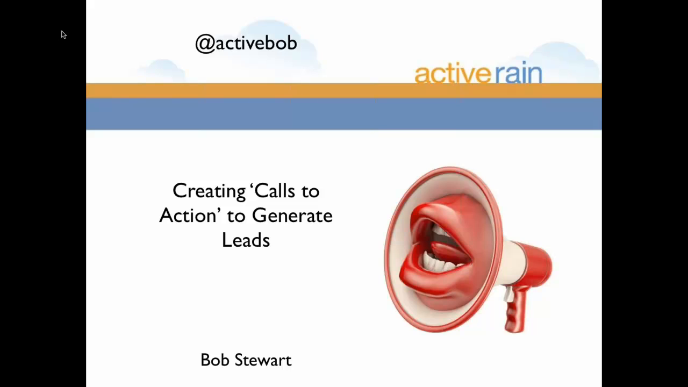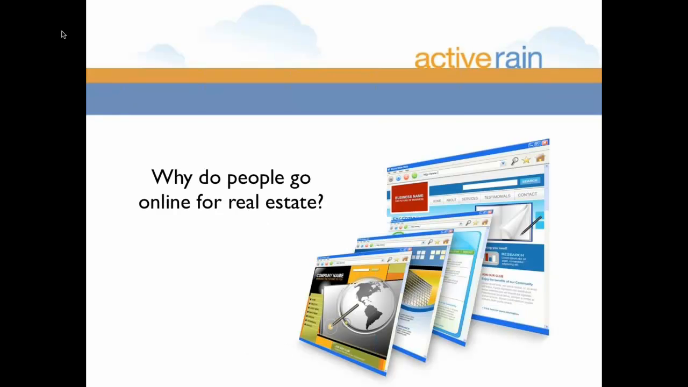So when we're talking about calls to action, or how do we generate leads with our blog, there's a couple of things that I want to talk about to set the foundation for the next 45 minutes. The first thing is, why do people go online for real estate? And I mentioned this in some of our previous classes. I believe there are 3 reasons why people go online as it relates to real estate.